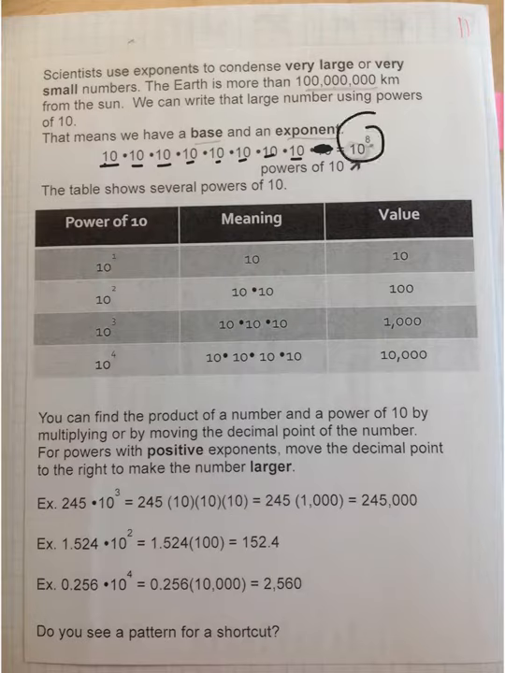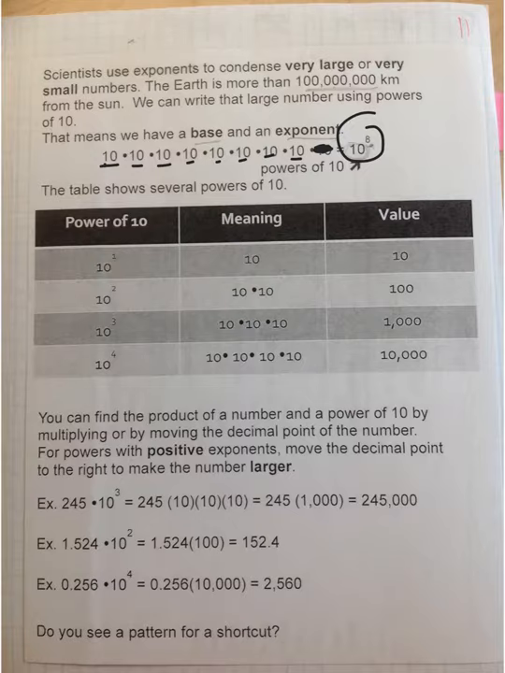So the table below shows several powers of 10. 10 to the first is 10, its value is 10. 10 squared is 10 times 10, which is 100. 10 to the third is 10 times 10 times 10, which is 1,000. And 10 to the fourth is 10 times 10 times 10 times 10, which is 10,000.